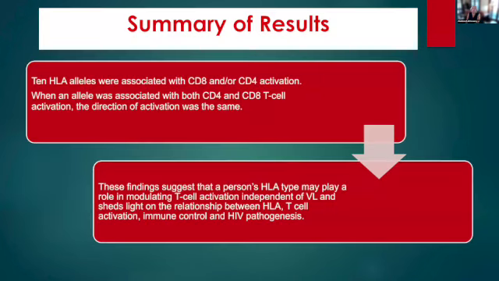So in conclusion for this particular study, we found 10 HLA alleles that were associated with both CD8 and CD4 activation. When an allele was associated with both, the direction of activation was the same, which makes sense. These findings suggest that a person's HLA allele type may play a role in modulating T cell activation independent of viral load and sheds light on the relationship between host HLA, T cell activation, immune control, and HIV pathogenesis.